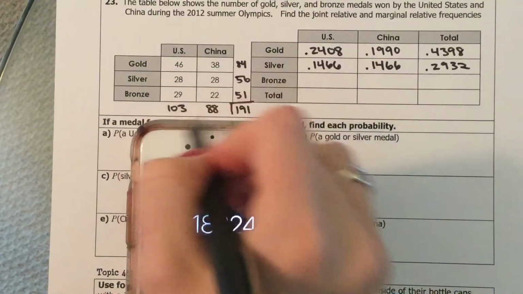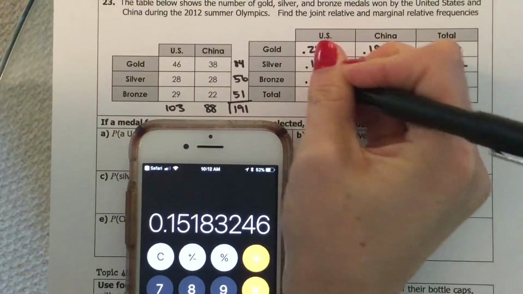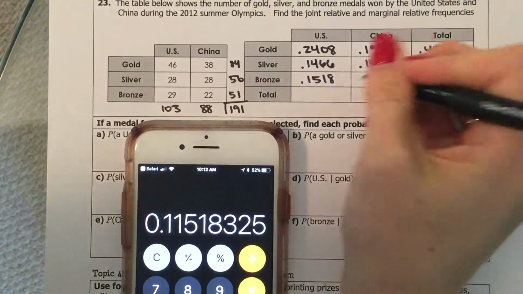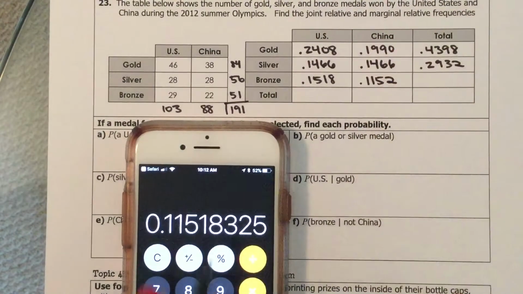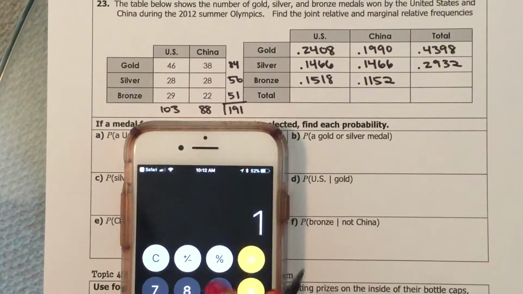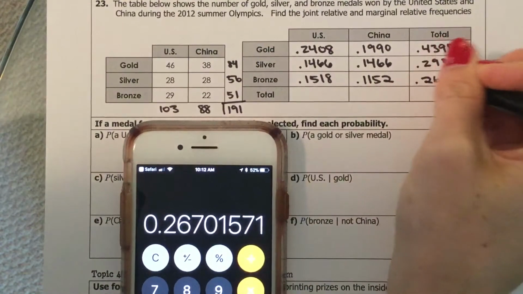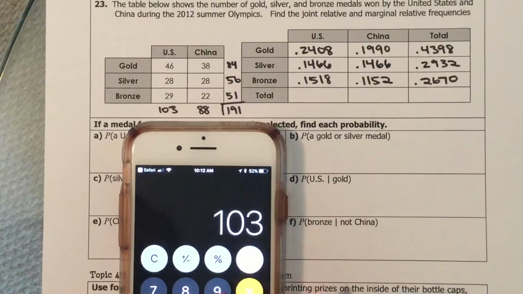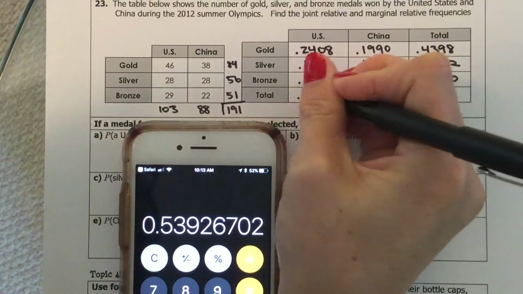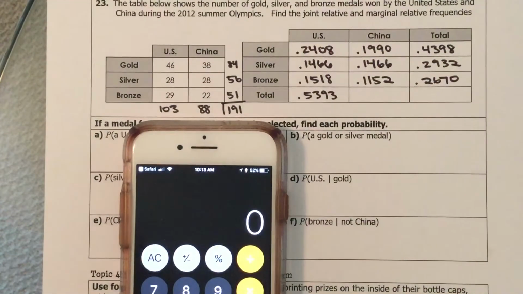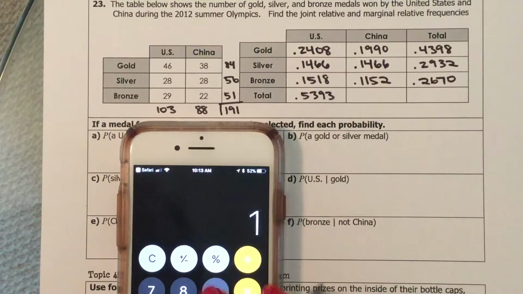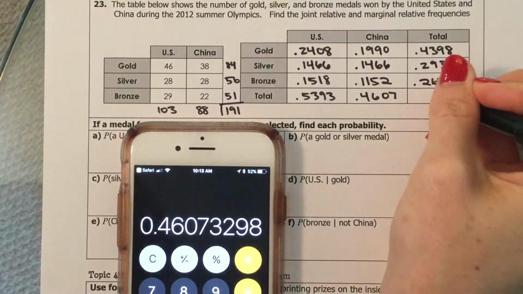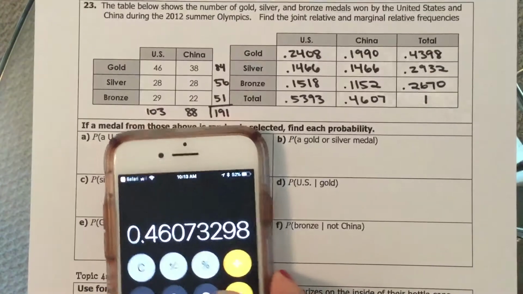So these are all just dividing these numbers by 191. So 0.1518. Next box, 22 of 191. 0.1152 would round up. Total is 51 of 191. 0.2670. In our last category, these totals, 103 for the US out of 191 is 0.5393. China had 88 of the 191, so that's 0.4607. And then, of course, these all together would be 1. That last box should always be a 1.